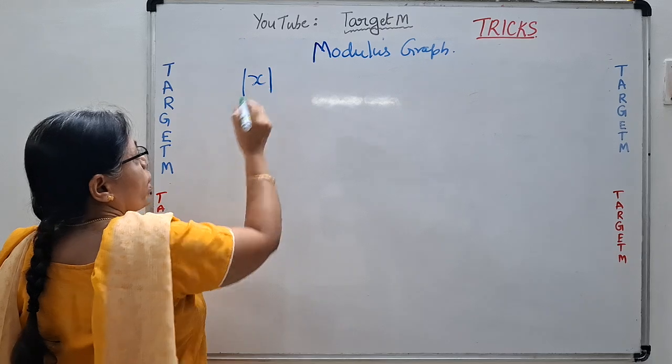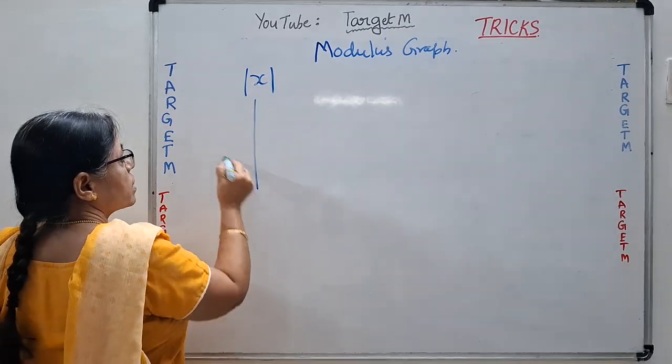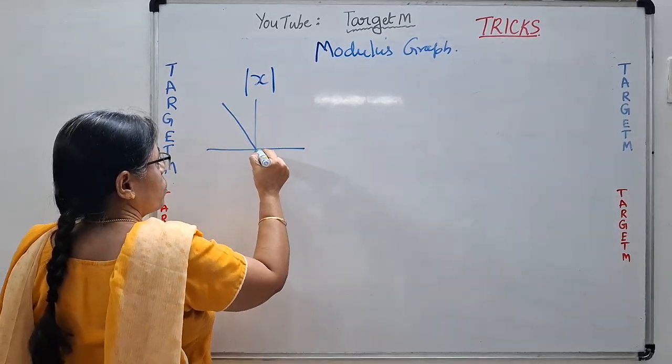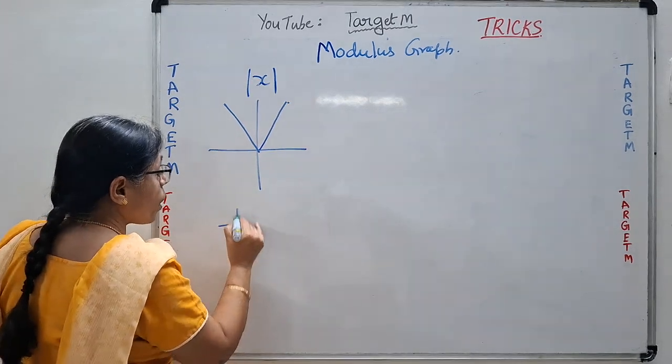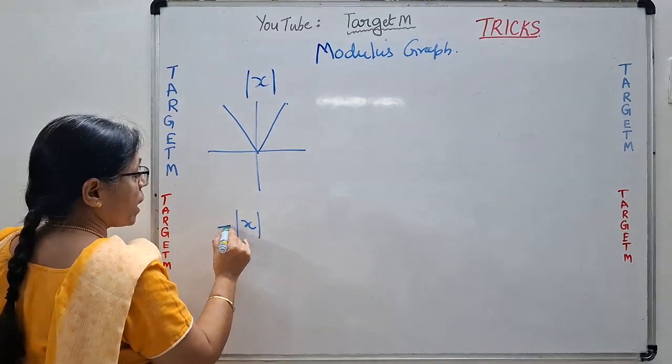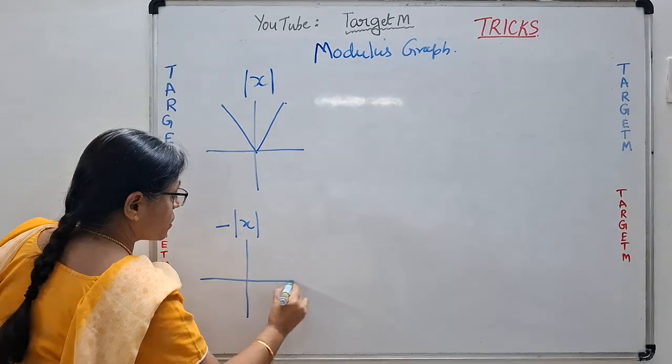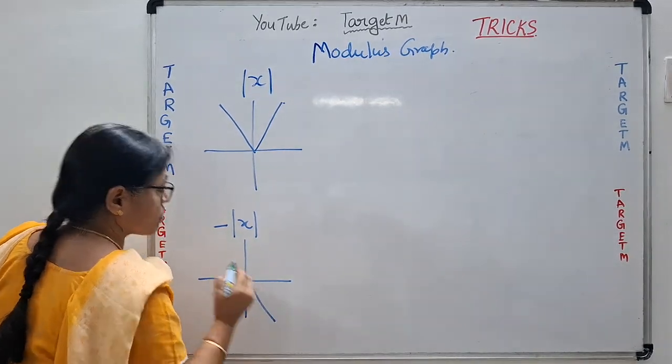Let us draw mod x graph. How does mod x graph look like? This is what mod x graph looks like. How to draw minus mod x? So minus is there. Just the graph will come down like this.